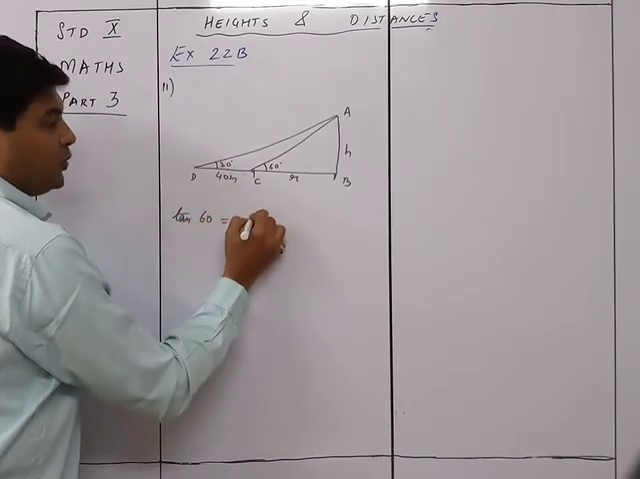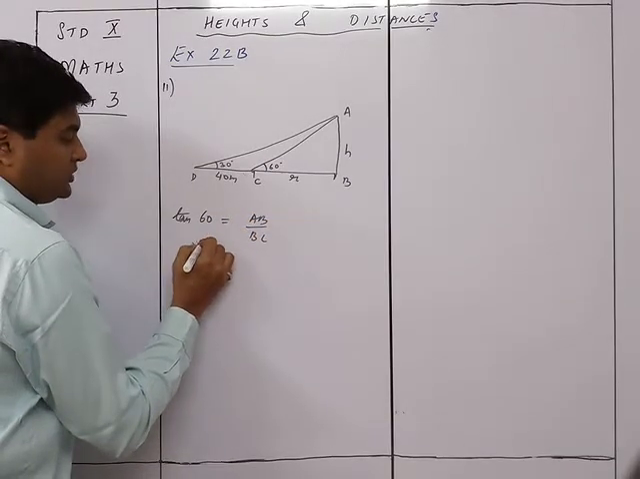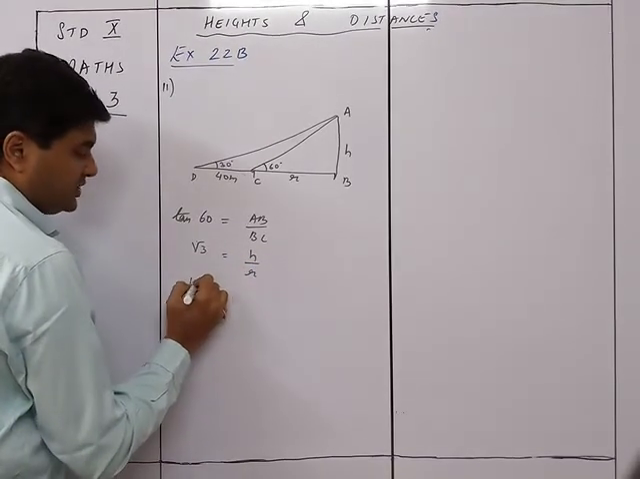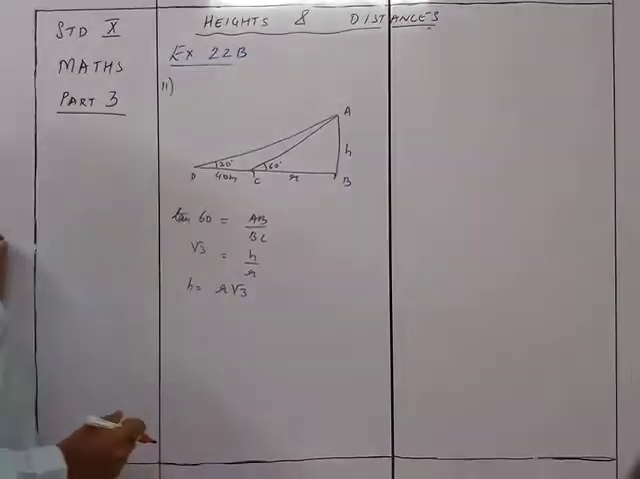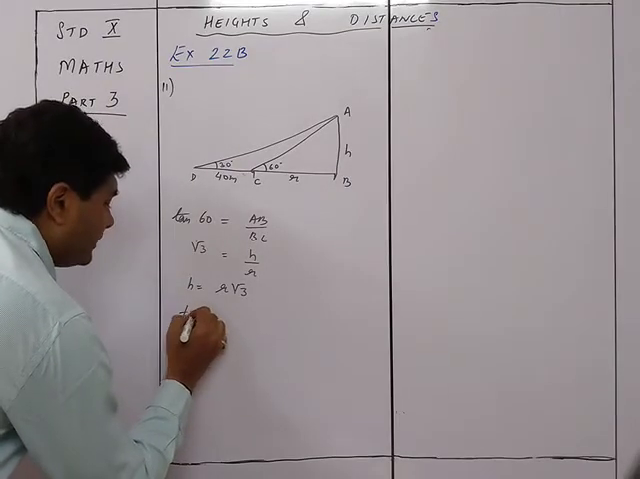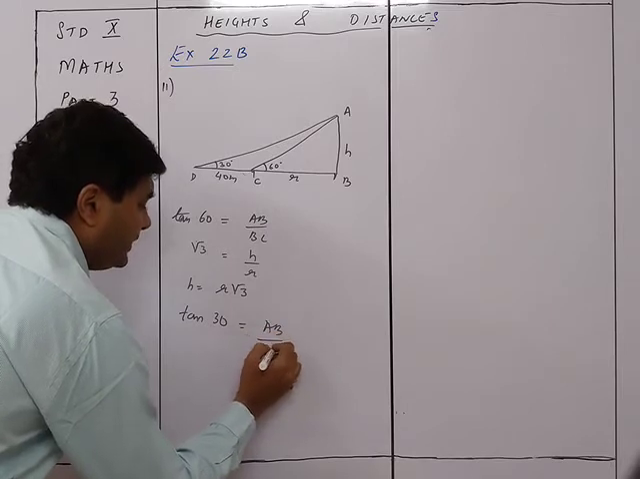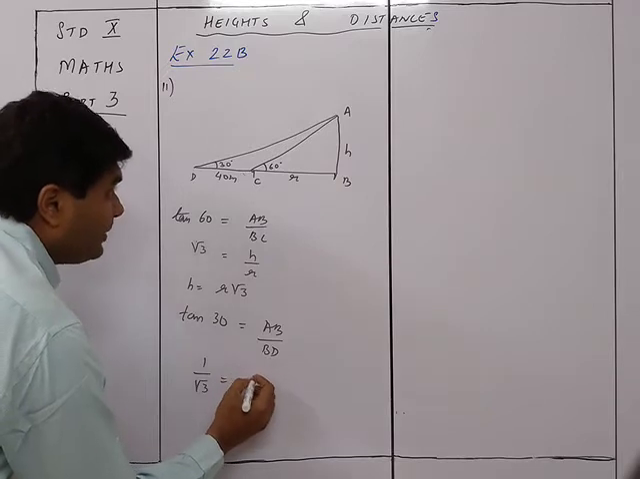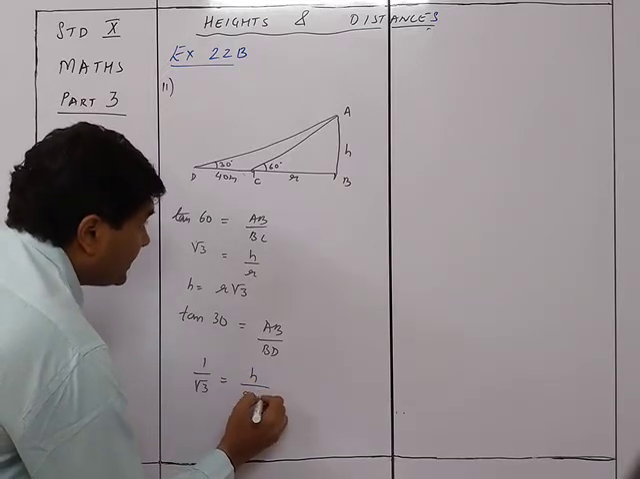60 is equals to AB upon BC, so that is tan 60 is root 3 is equals to H upon R, so therefore H is equals to R root 3. That is the first thing. Then we know that tan 30 is equals to AB upon BD, so accordingly 1 upon root 3 is equals to AB is H upon BD is R plus 40.